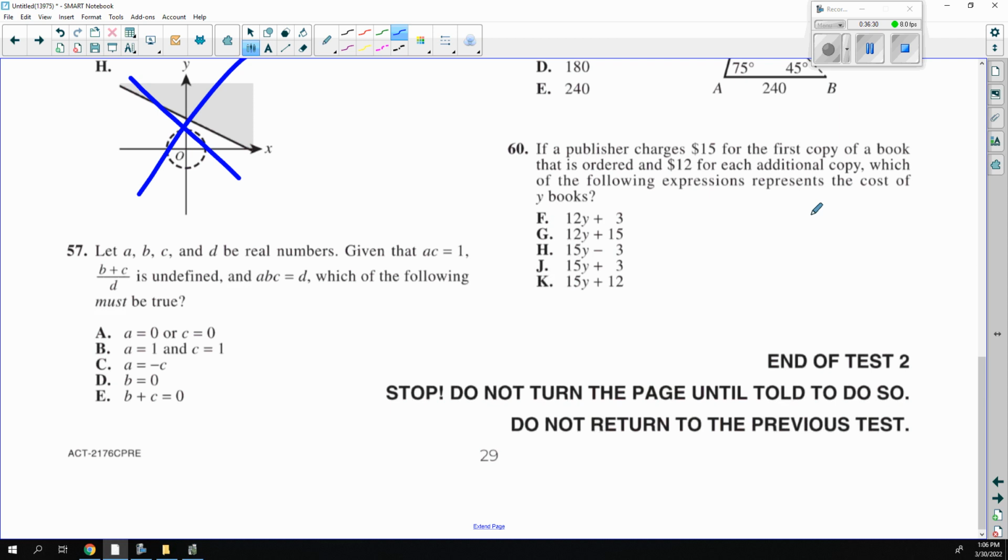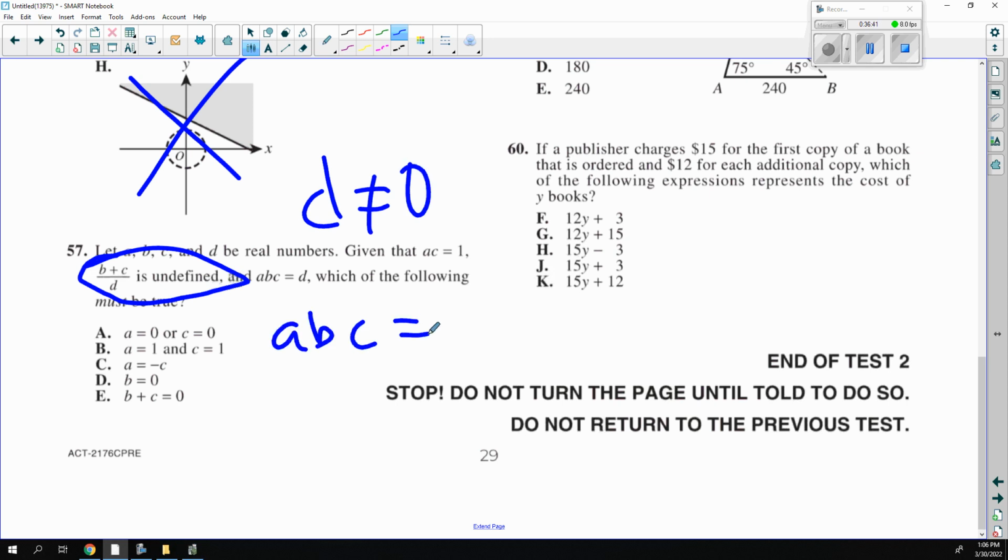Tricky here. Given B plus C, D's got to be 0, huh? So ABC has to be 0. And AC is 1. So given all this information, the only thing you know is that B is 0.